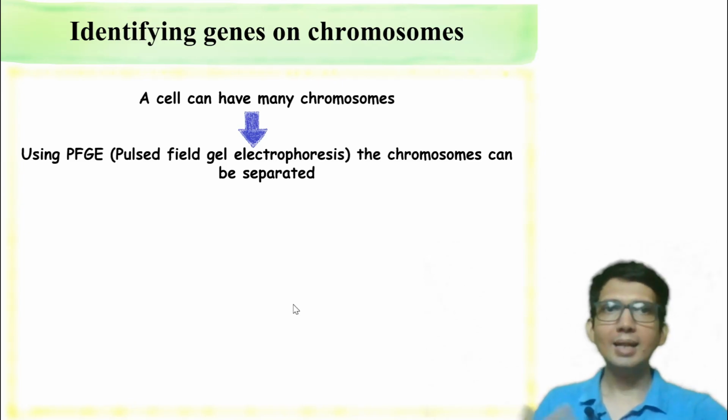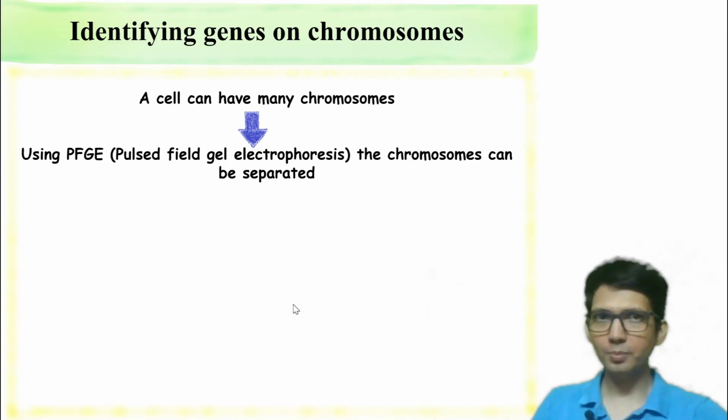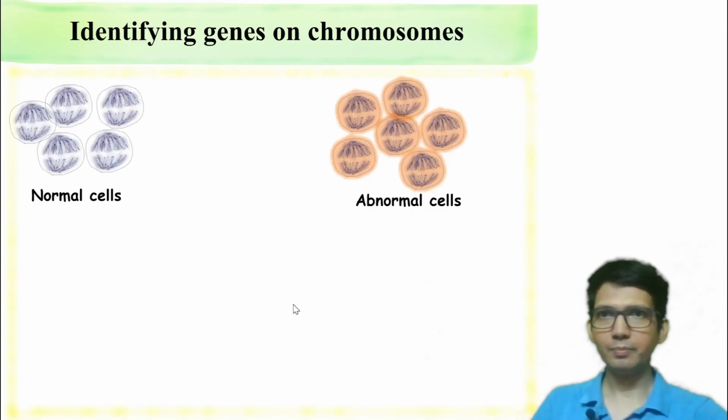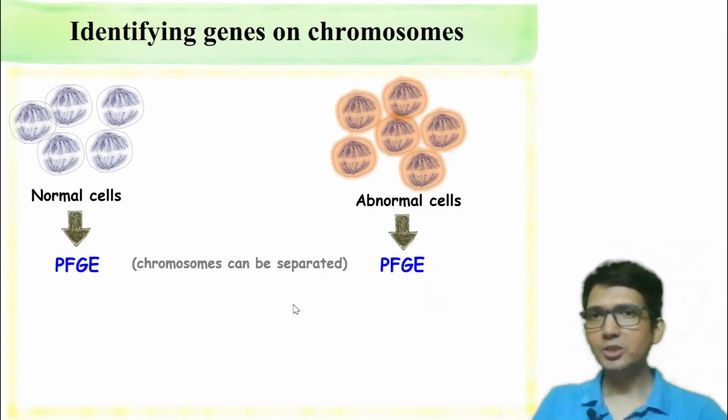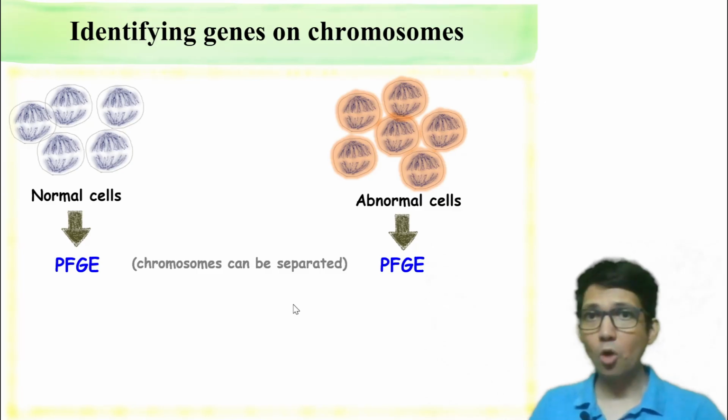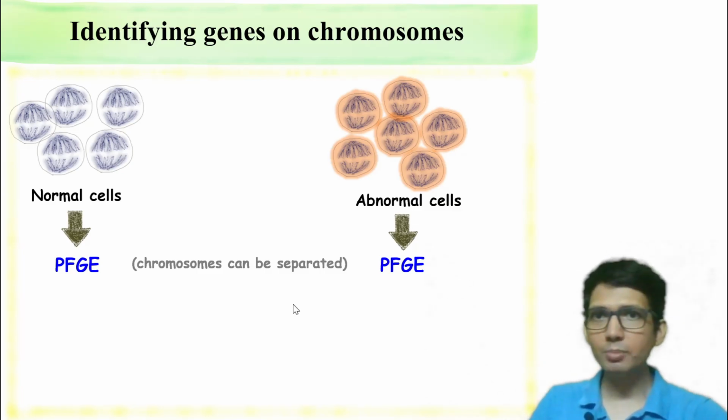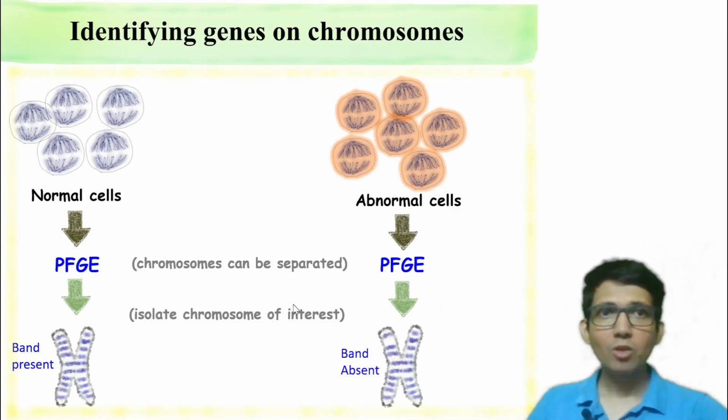We all know a cell can have many chromosomes. Using a technique known as pulsed field gel electrophoresis, the chromosomes can be separated. Using pulsed field gel electrophoresis, the chromosomes can be isolated from normal cells and abnormal cells. After all chromosomes are separated, the chromosome of interest is purified from the gel.